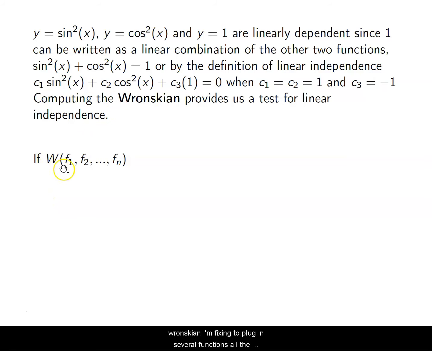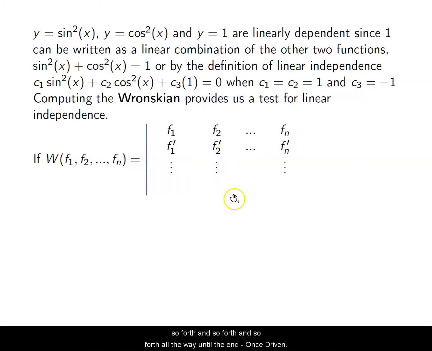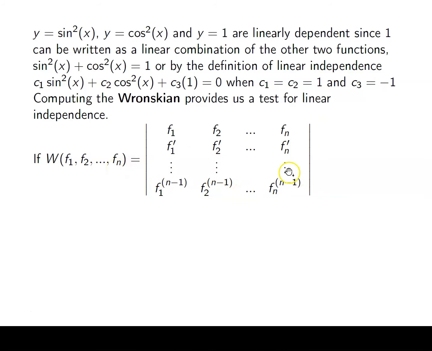So for the Wronskian, I'm basically going to plug in several functions, all the functions I'm interested in, and I'm going to make a matrix, okay? I'm going to put all of my functions in the first row. In the second row, I'm going to differentiate all of my functions. In the next row, I'm going to write the second derivative, and then the third derivative, and the fourth derivative, and so forth, all the way until the n minus 1th derivative.